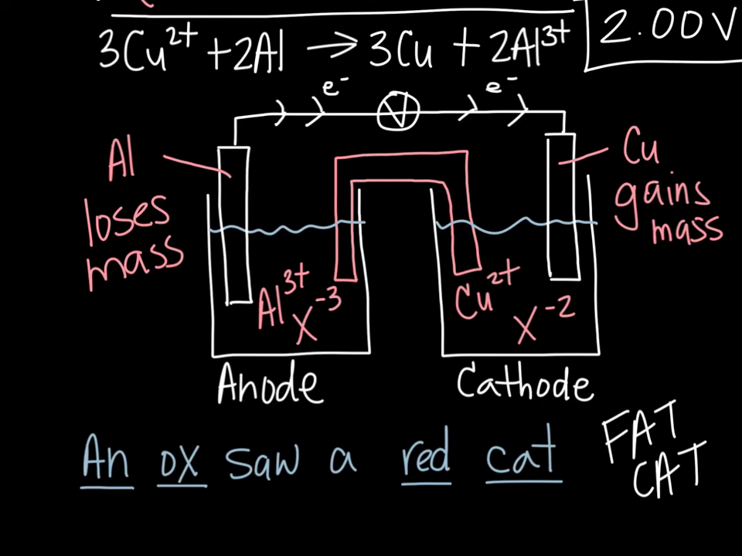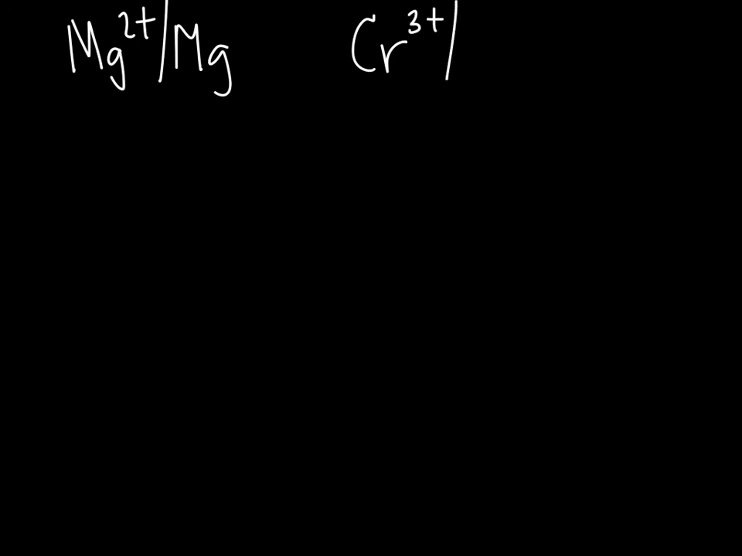So let's go to a new page. All right, so for this one, let's do magnesium. That has a 2+ charge. And I want you to put that with the chromium that has a 3+ charge. Okay? So you need to find those two on your reduction table.